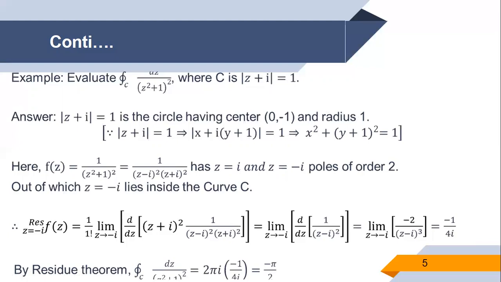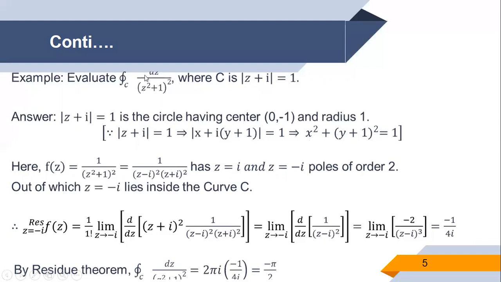The another way for finding the center and radius: mod of z plus I is equal to 1 implies z is replaced with x plus I y. So x plus I y plus I. So x plus I, y plus 1 is equal to 1. And then we know that what is the value of mod x plus I, y plus 1. So this is the square root of real part square plus imaginary square is equal to 1. Taking both sides square, then we get x square plus y plus 1 whole square is equal to 1. So this is the circle with the center 0 and minus 1 and radius is 1.